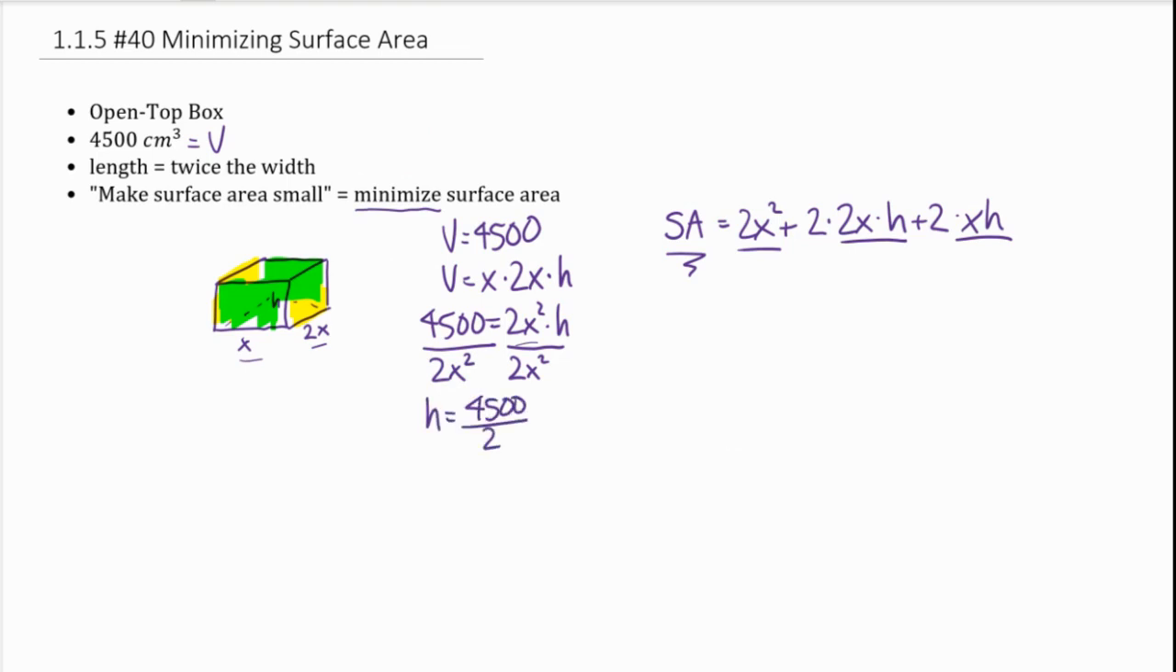It's 4,500 over 2x squared. You can simplify that, but because I'm being lazy right now, I'm not going to. So that's 2 times 2x, and then instead of h, that's 4,500 over 2x squared. And then same thing with my second expression. I have 2 times x times, and then instead of h, I can say that's 4,500 over 2x squared. Because now I have only one independent variable.